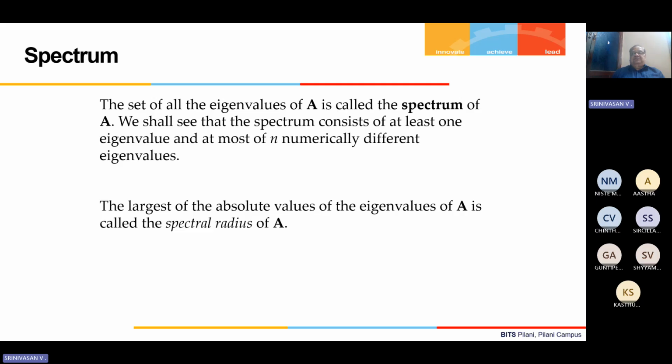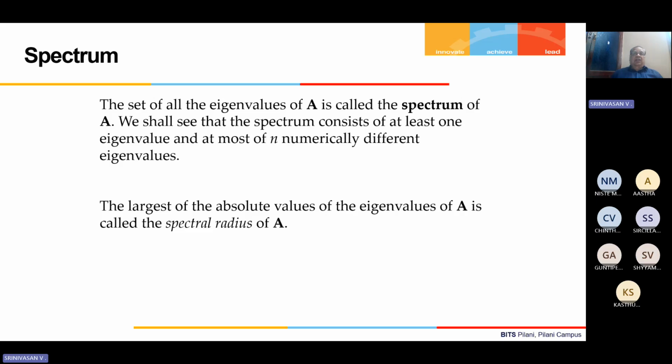Now, some more definitions. These will be highly useful in answering MCQs. The set of all the eigenvalues of A is called the spectrum of A. So you have, again, 3 eigenvalues or 2 eigenvalues depending upon the order of A. So the set of such eigenvalues will be called the spectrum of A. Everything is for the given matrix A. We shall see that the spectrum consists of at least one eigenvalue and at most n numerically different eigenvalues.